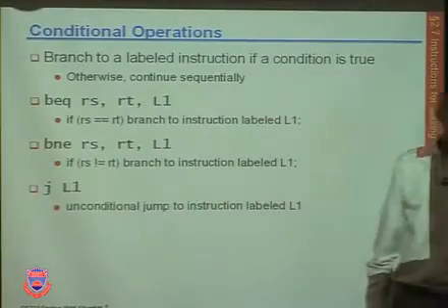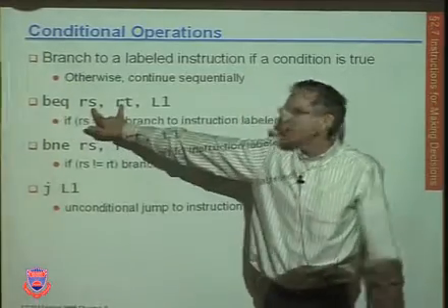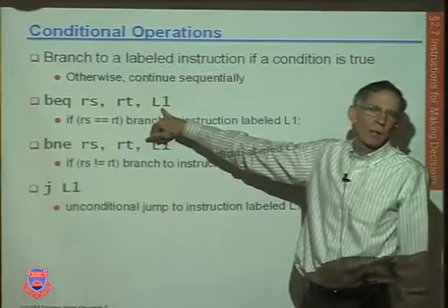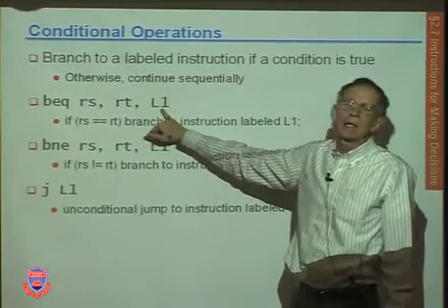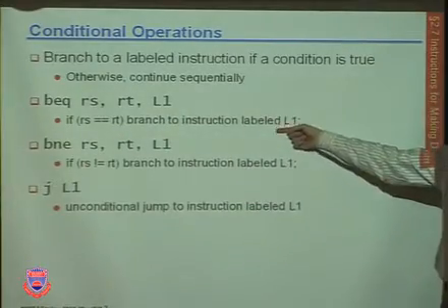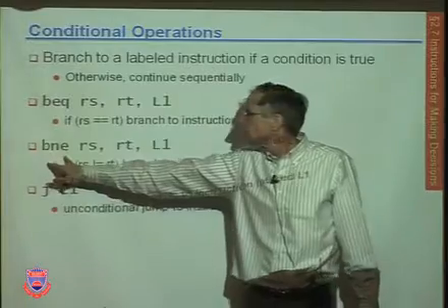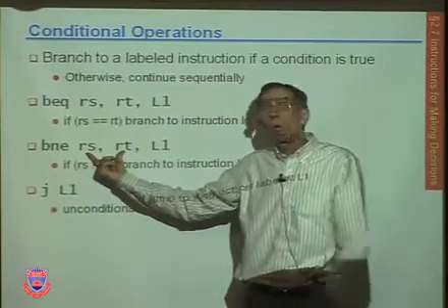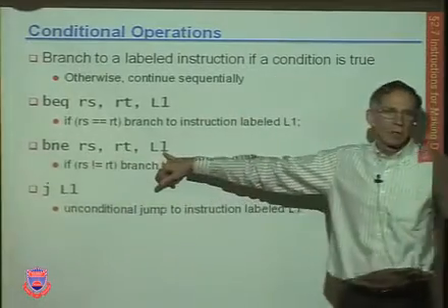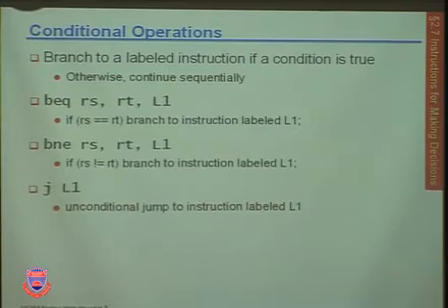We have in the MIPS architecture, branch if equal, BEQ. It tests these two registers. If their values are equal, then we branch to location L1, which is a label indicating where else in the code to go. If RS equals RT, branch to the instruction at label L1. We have the inverse of that, branch not equal, which says if these two are equal, continue and don't branch, but if they're different in value, take the branch and go to location L1. So branch if equal, branch if not equal. Those are two different conditional branches.